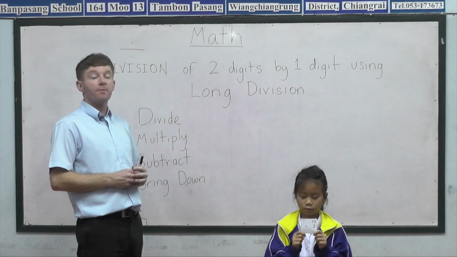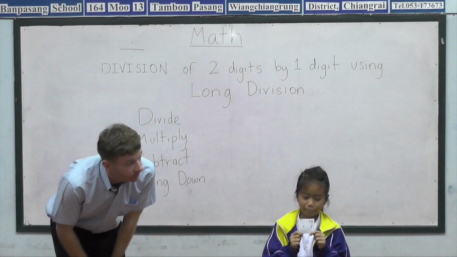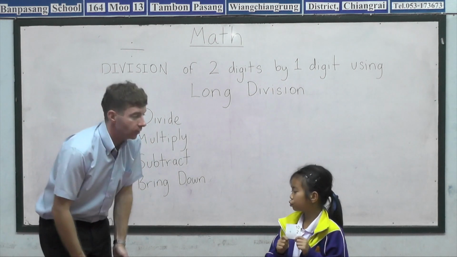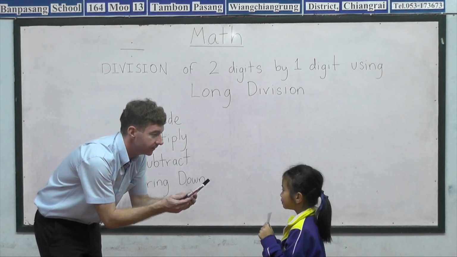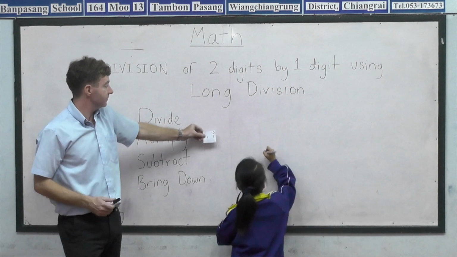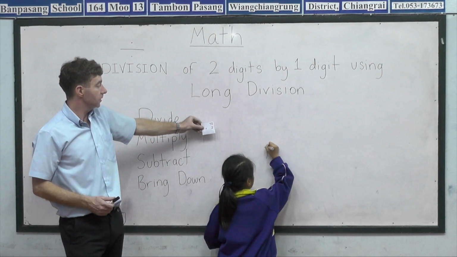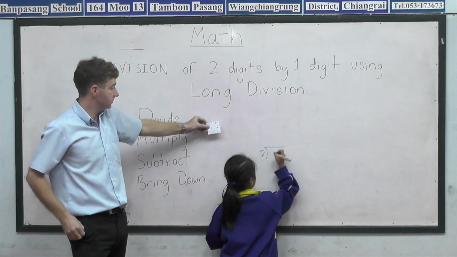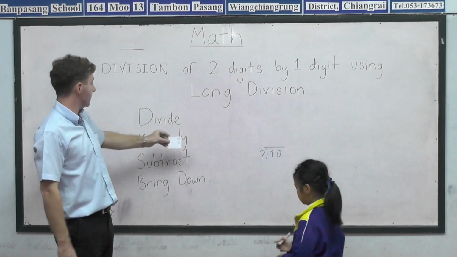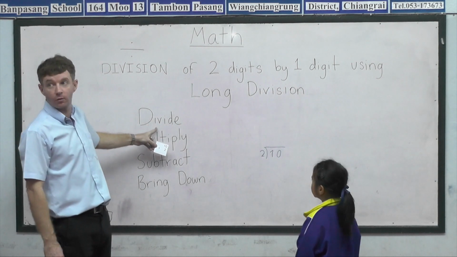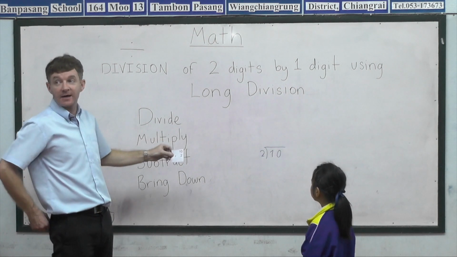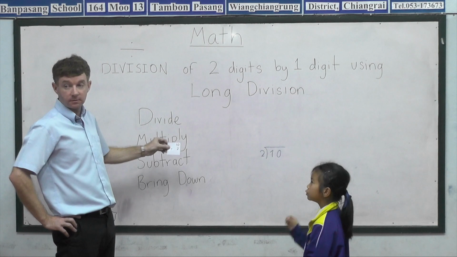Okay, so next will be Prel, and Prel's calculation, 10 divided by 2. So which color would you like? Blue. There you go. Let me hold this for you. So 10 divided by 2 using long division. Okay, so step 1, we need to divide. So 1 divided by 2 equals 0.